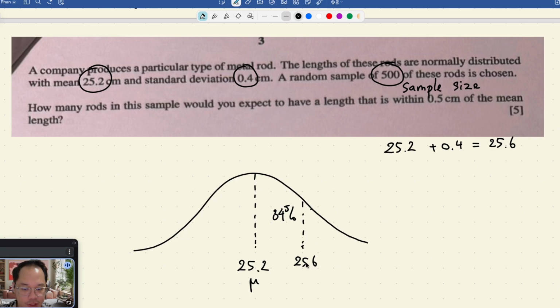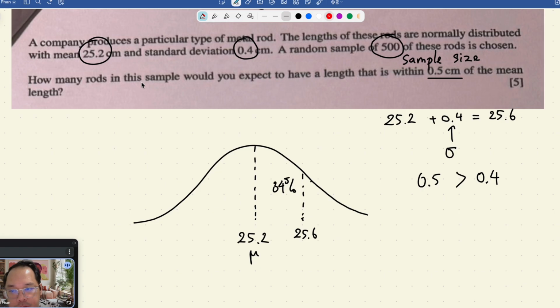This is one standard deviation. The standard deviation again is 0.4 here, denoted by the letter sigma. Within 0.5 centimeter around the mean. 0.5 is a little bit greater than 0.4, just slightly greater than 0.4. So the rod with the length within 0.5 centimeter from the mean.